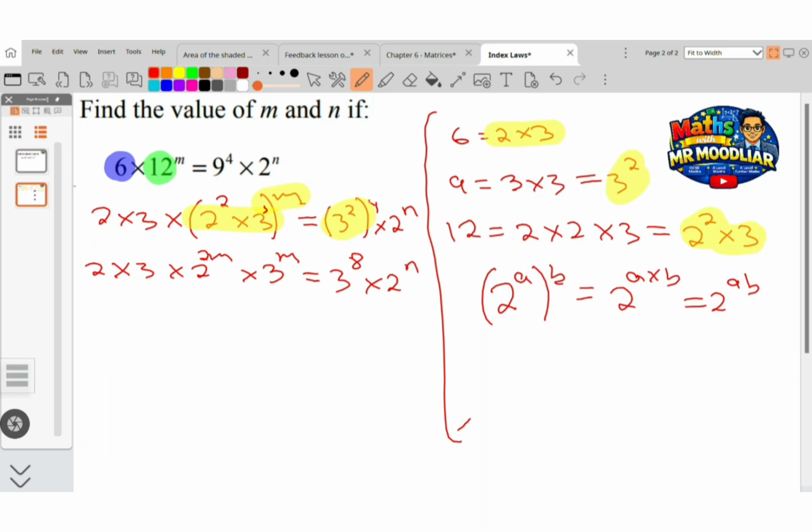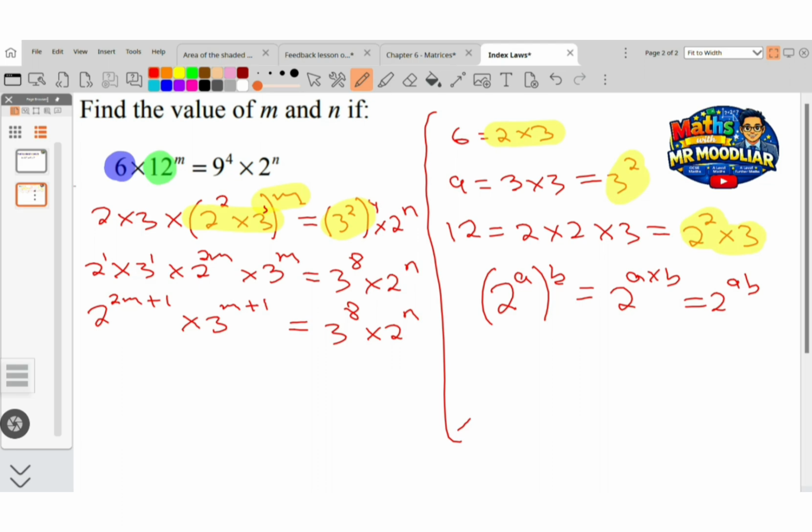Now what can we do next? Now if you look at the left hand side, we're going to simplify that. Remember, 2 is the same thing as 2 to the power of 1, 3 is the same thing as 3 to the power of 1, and when we have the same base, we're going to add the powers. So we have 2 to the power of 2m plus 1, and then times 3 to the power of m plus 1, which is equal to 3 to the power of 8 times 2 to the power of n.